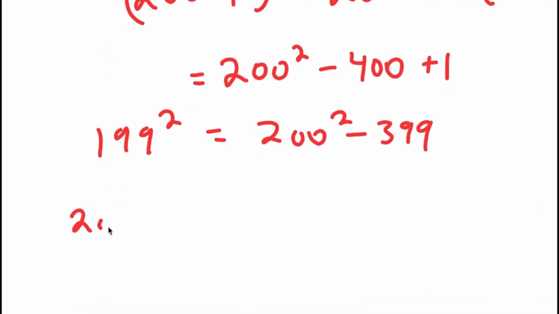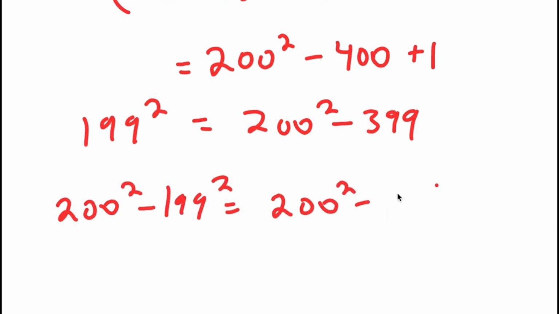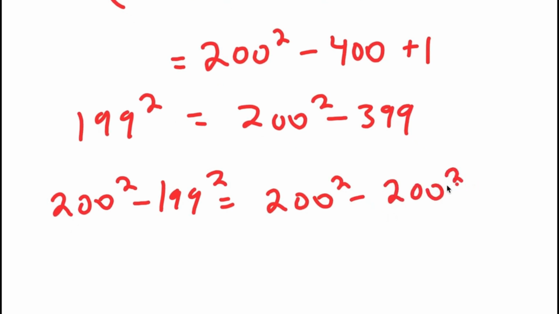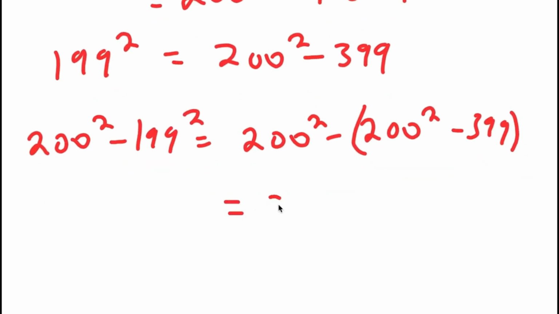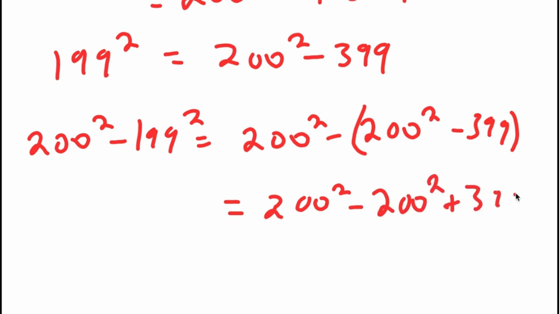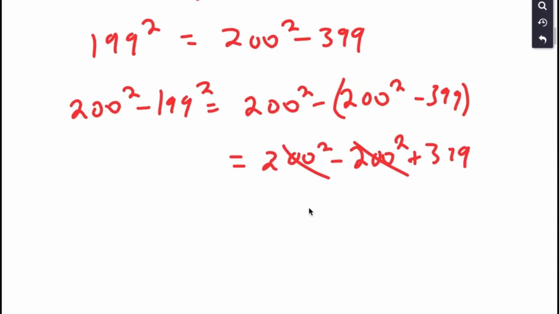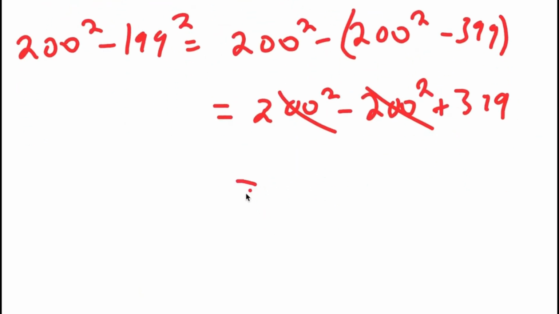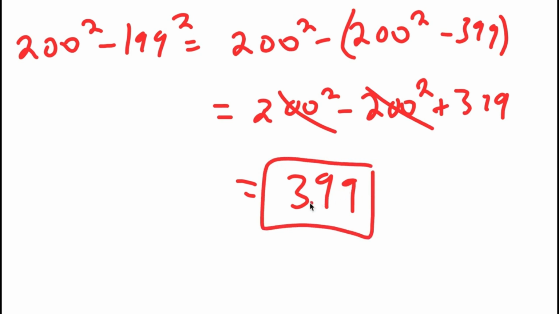So 200 squared minus 199 squared is going to equal 200 squared minus (200 squared minus 399), which is equal to 200 squared minus 200 squared plus 399. So then these two cancel out, and then this is equal to 399. So that is my second method.